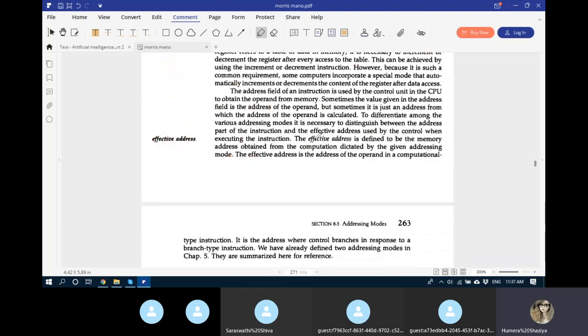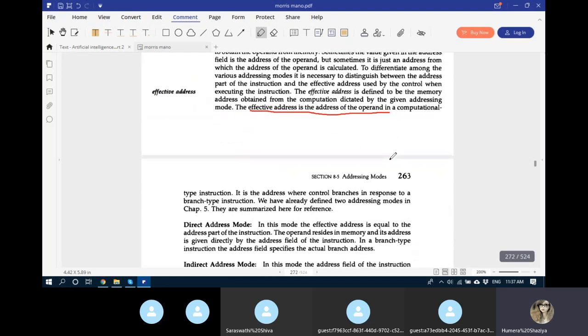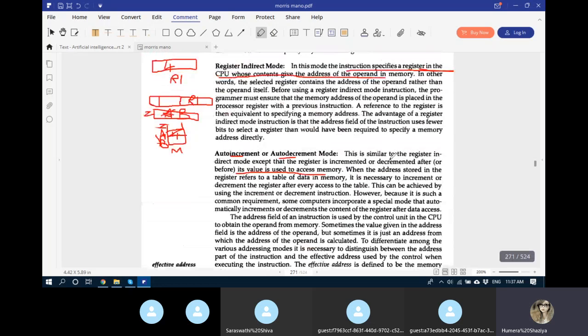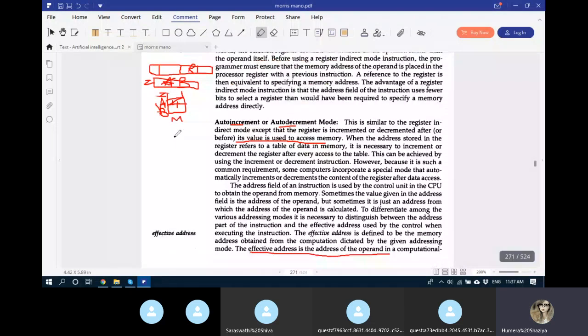What is an effective address? Effective address is the address of the operand, defined to be the memory address obtained from the computation dictated by the given addressing mode. So effective address is the address of the operand. Okay, so in this case, what is the effective address? Is R1 the effective address? No, A is the effective address, because at A you find 4.